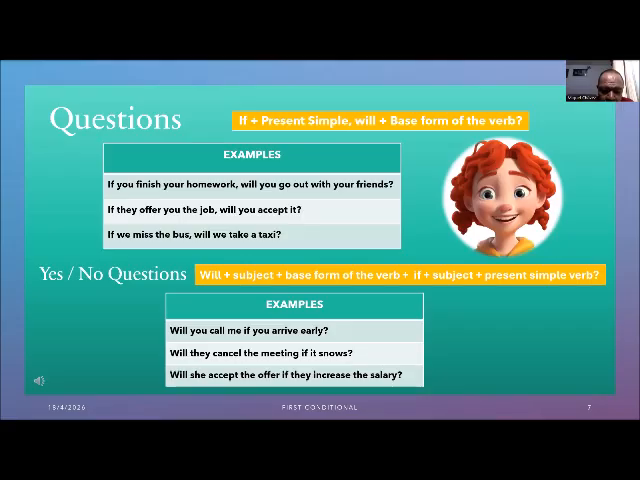The basic structure of a yes-no question in the first conditional is will plus subject plus base form of the verb plus if plus subject plus present simple verb. See these examples. Will you call me if you arrive early? Will they cancel the meeting if it snows? Will she accept the offer if they increase the salary?